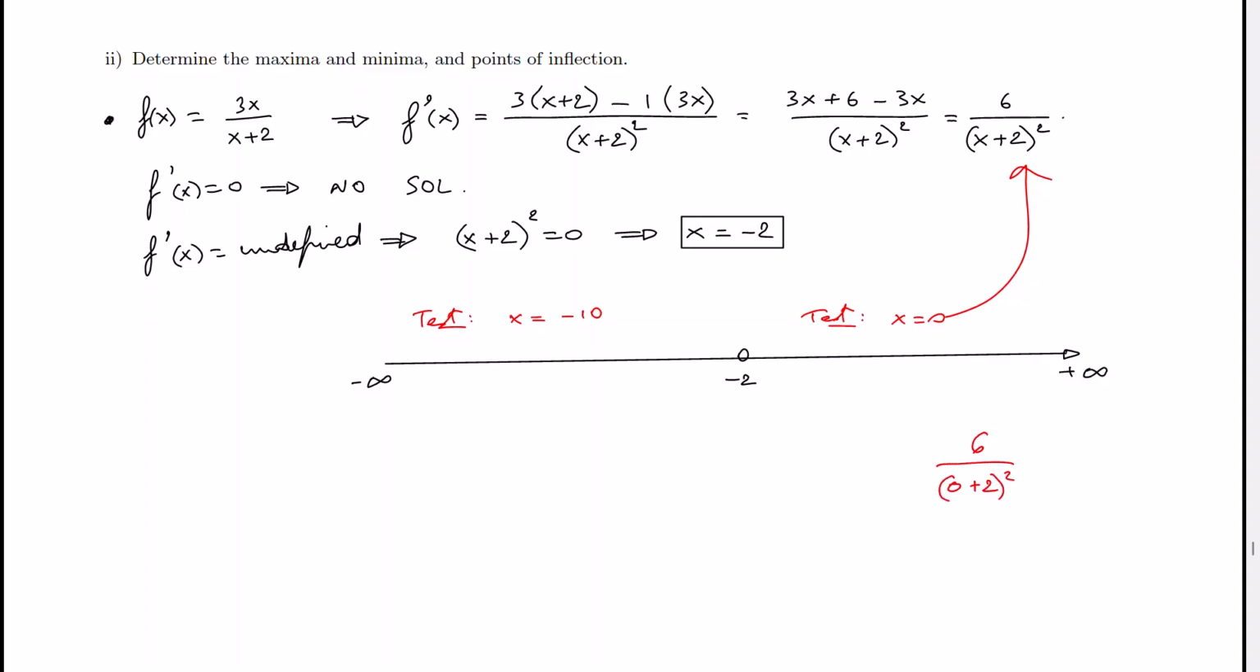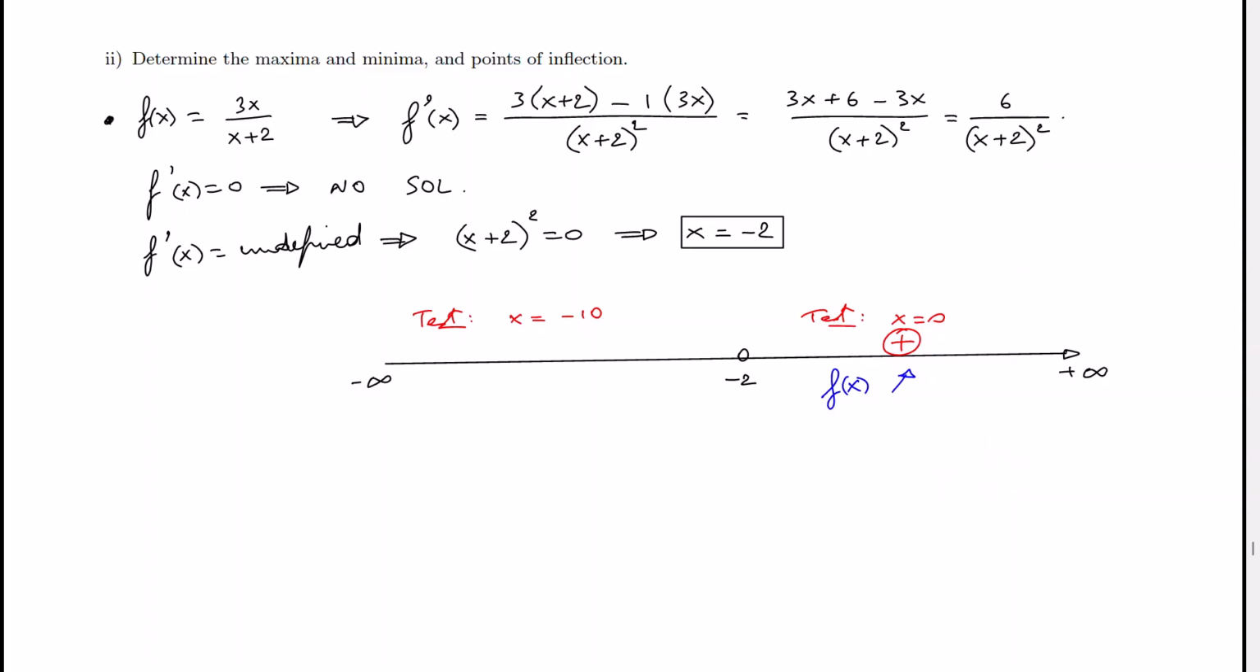So starting with 0, because it's the easier one, we'll have 6 divided by 0 plus 2, everybody squared, and the result will be completely positive, because 6 divided by 4 is a positive value. So what does that mean? That means that the function f of x will be increasing on this interval from -2 all the way to infinity. Remember, this is the first derivative, and that's why we're saying that the function is increasing.